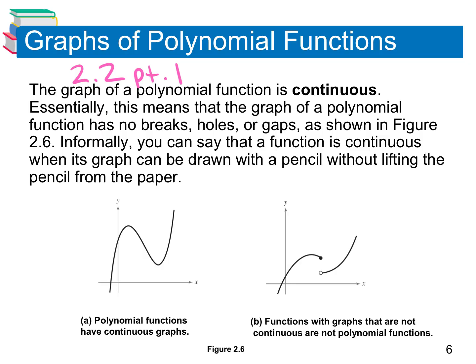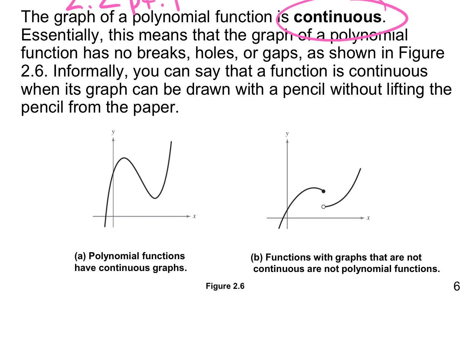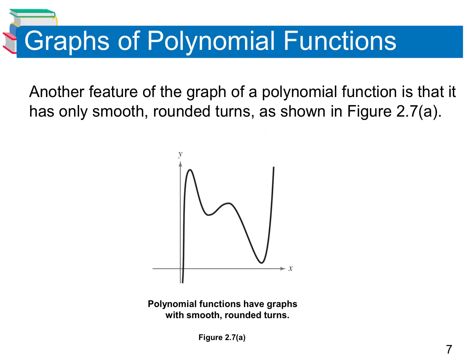Our graphs of polynomial functions are always going to be two things. They're always going to be continuous, meaning that there's no gaps in it. So for example, A at the bottom is continuous, but B is not continuous. So this would not be a graph of a polynomial function. It's always going to be continuous. That's one thing. And then it's always going to have smooth, round turns. So it's always going to be smooth. So two things: continuous and smooth.